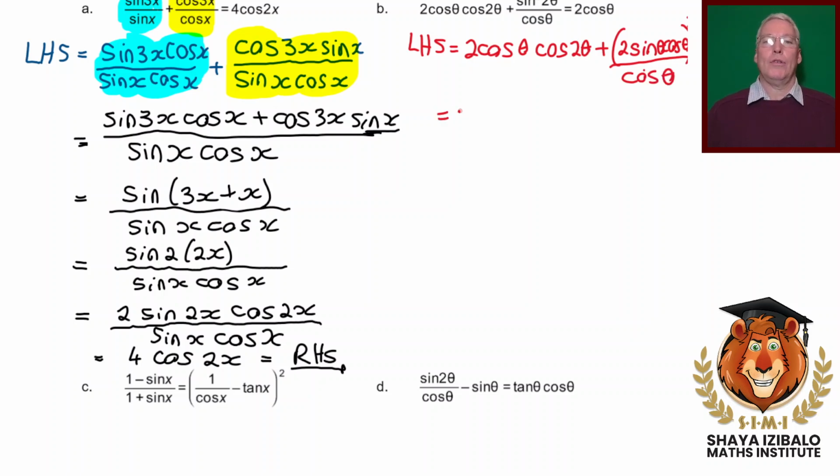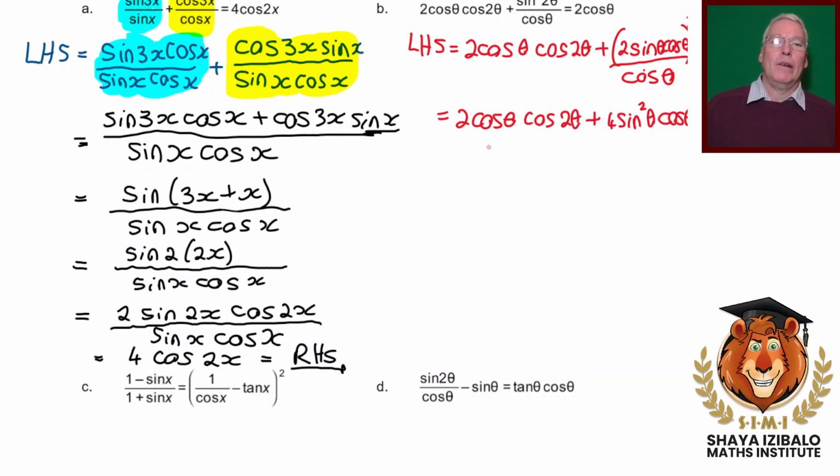So let's have a look. We're going to get 2 cos theta. Here we've got cos 2 theta. And here we've got 4 sine squared cos squared theta. But what's actually going to happen here is we're going to get 4 sine squared theta cos theta. Right, one of the cos thetas in cos squared theta will divide out with the cos theta on the bottom.